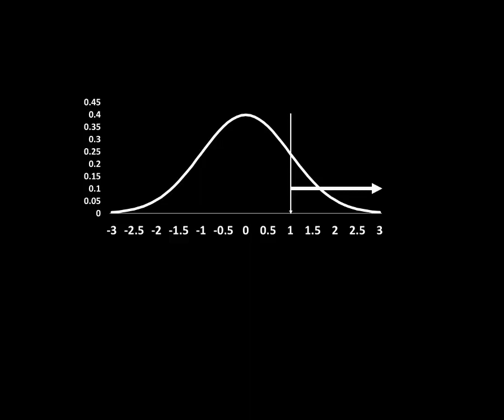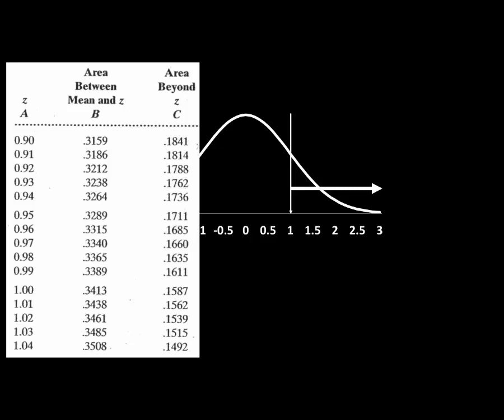So that would be just the area under the curve to the right of 1. We can find that value in a normal distribution table. And so here's just a little tiny piece of a normal distribution table. And you can see what information we get here in a normal distribution table.